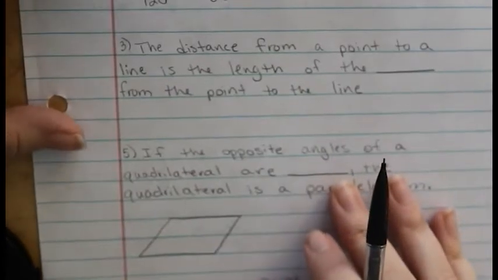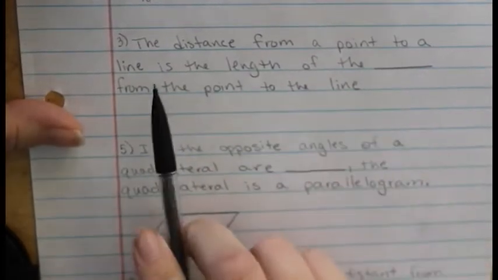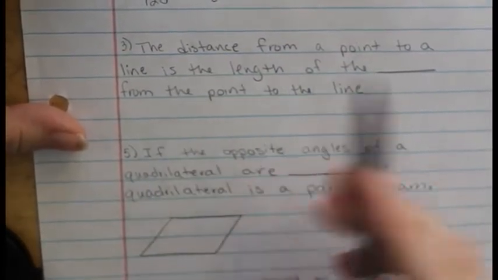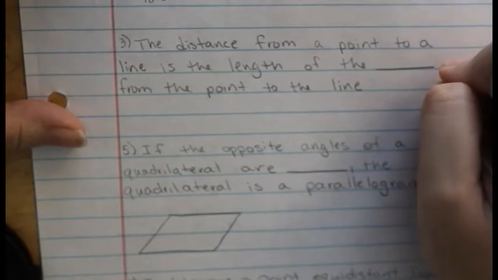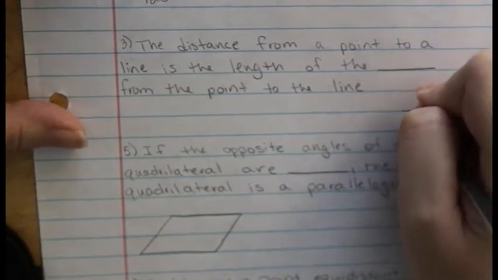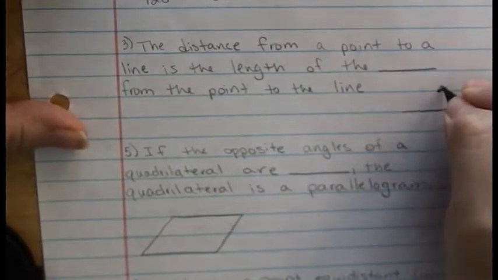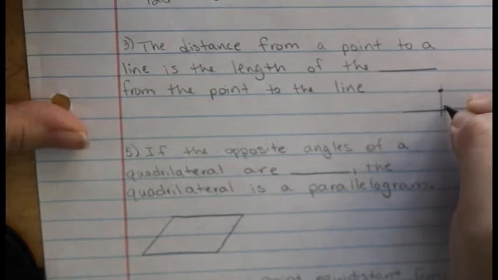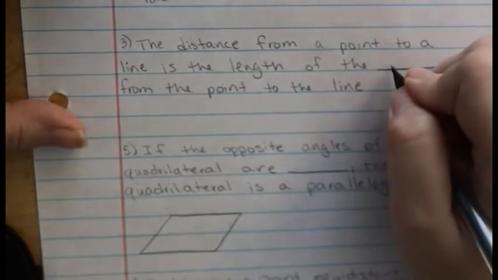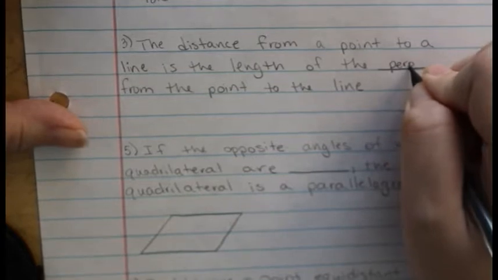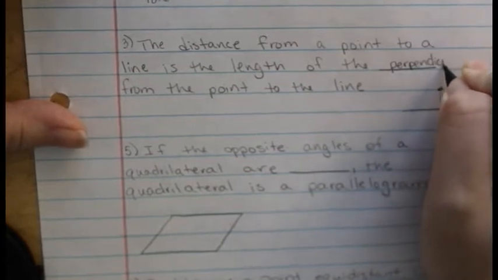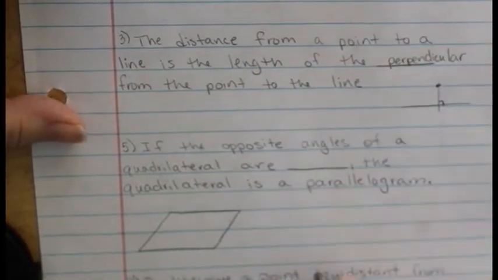Okay? The distance from a point to a line is the length of the blank from the point to the line. So if I draw a point and I draw a line, the distance from it is actually going to be, you guys remember this? It's the perpendicular. Okay, so it's the perpendicular from the point to the line.